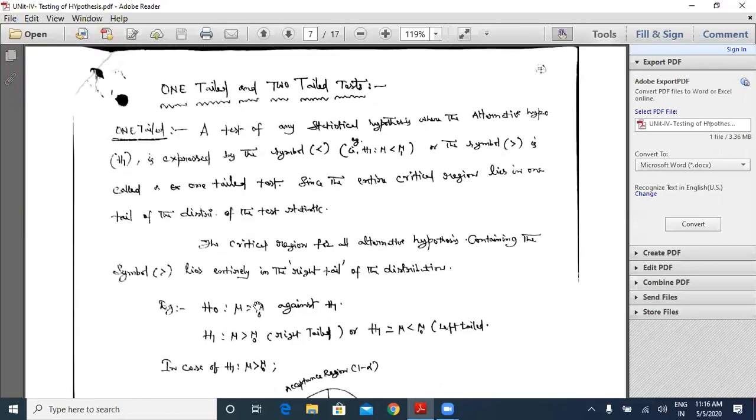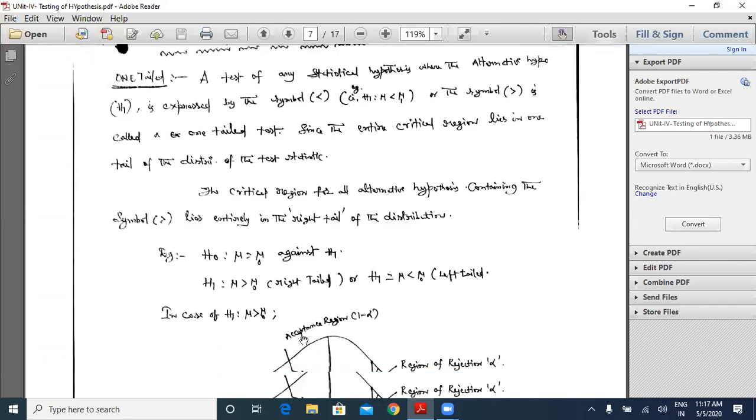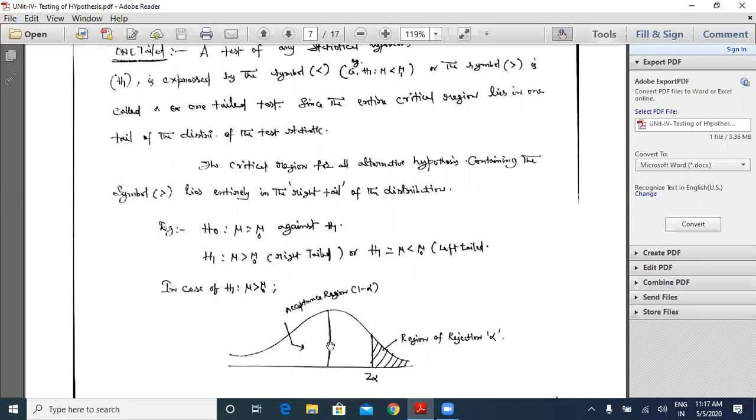So in case of a one tail test, if the alternative hypothesis is H1 mu less than mu1 or H1 mu greater than mu1, then we say that they are called single tail test or one tail test. Suppose the critical region is mu greater than mu naught, then we have a right tail test like this. Mu greater than mu naught means right tail test.